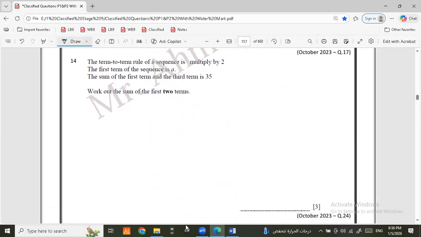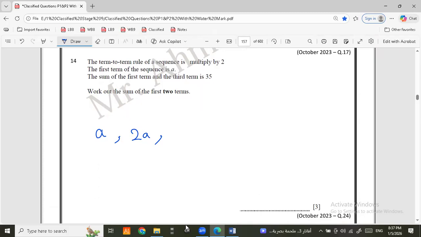The term-to-term rule of a sequence is multiply by 2. The first term of the sequence is A. The sum of the first term and the third is 35. Work out the sum of the first two terms. Okay, this question is a little bit tricky. You must use algebra in this question. The first term is A, so I'm going to write the first term as A. The term-to-term rule is multiply by 2, so the second term is A multiplied by 2, which is 2A.